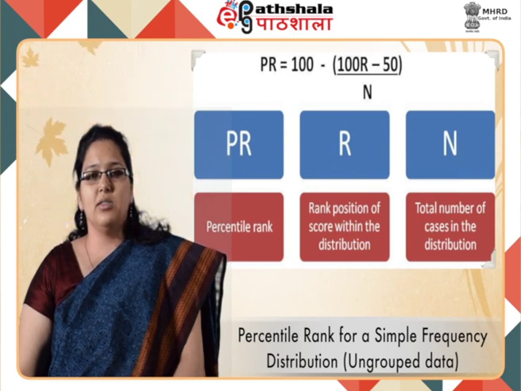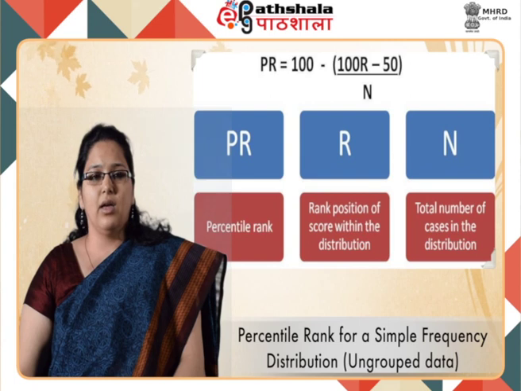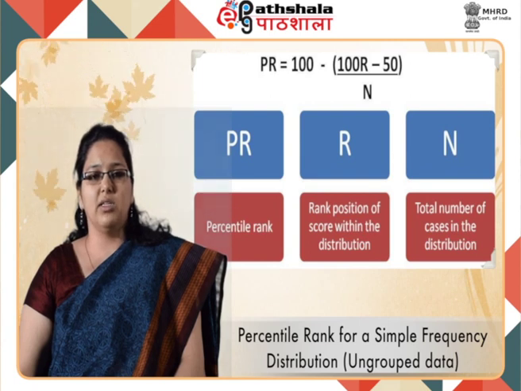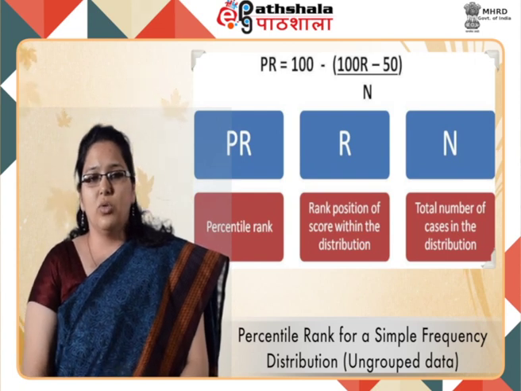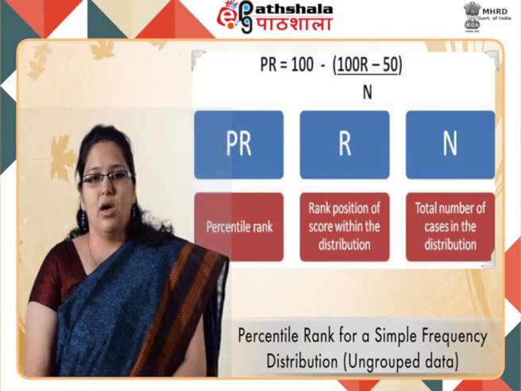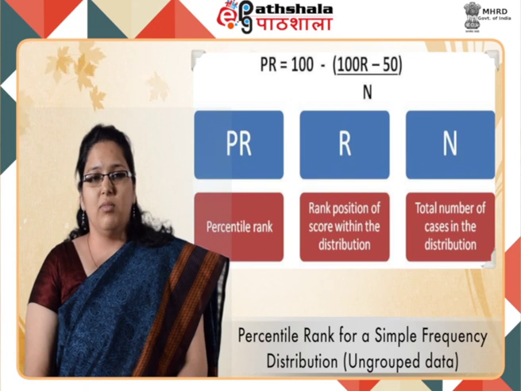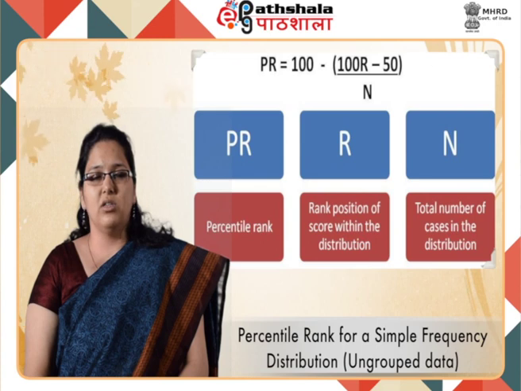If R is this rank and N is the total number of cases, then PR is given by PR is equal to 100 minus (100R minus 50) divided by n, where PR is the percentile rank, R is the rank position of score within the distribution, and n is the total number of cases in the distribution.